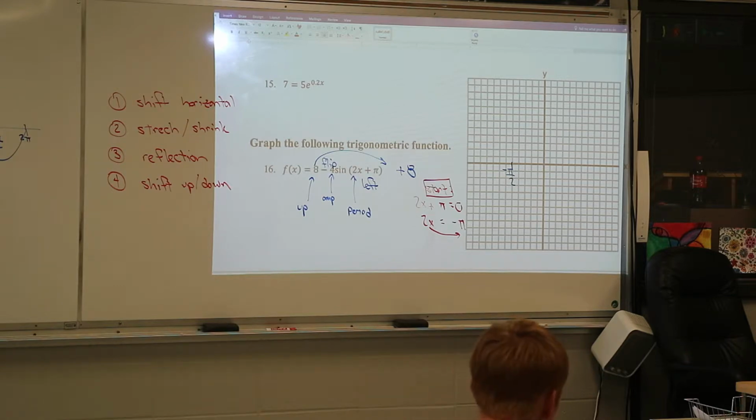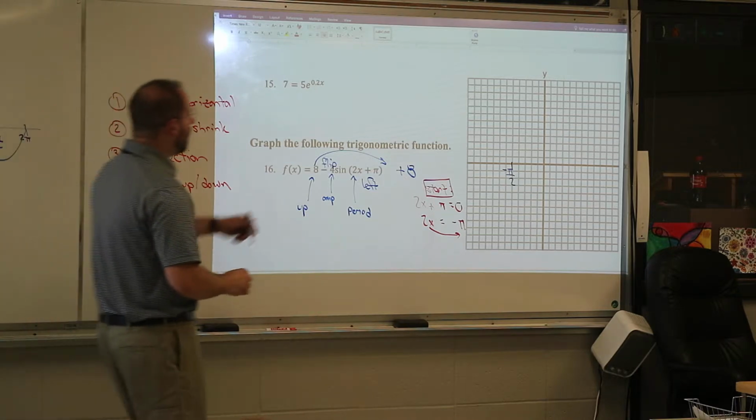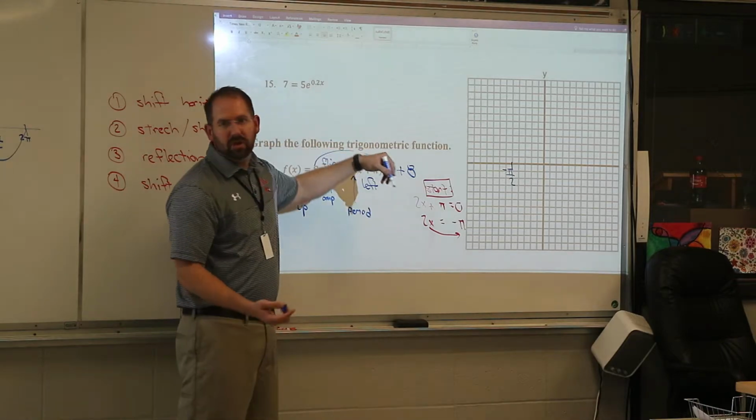Now, for mine, I just put it randomly. You can throw it wherever. But I labeled my spot as negative pi over 2. So that's the start. Again, how I found that out, I set this equal to 0. That's how I'm shifting it left and right.